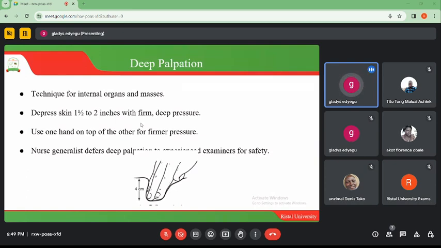Nurses may decide to do a deep examination because the patient is saying, I feel like this side is paining, especially on the renal angles of the kidneys.